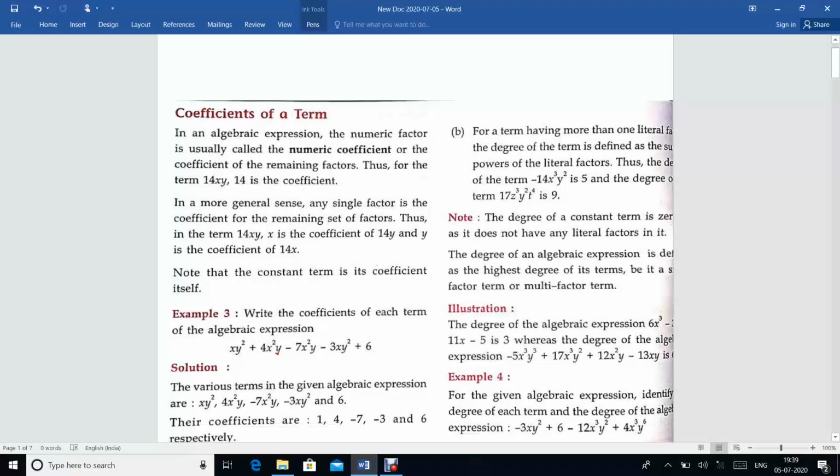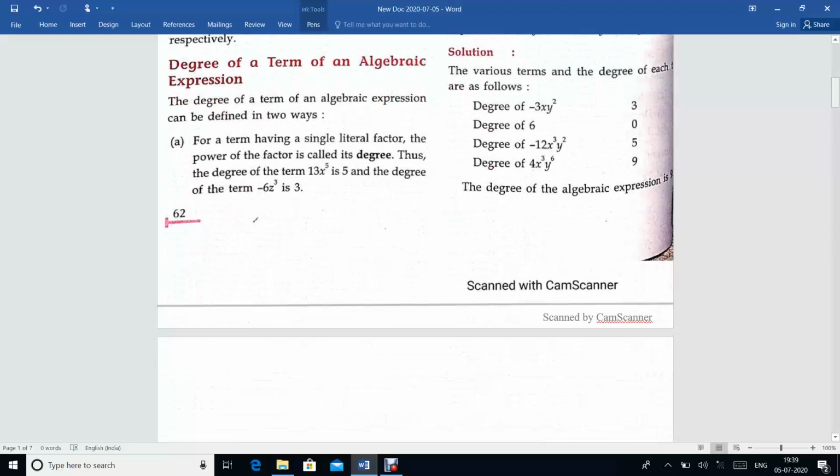This is your mathematics class and today we will be continuing with algebraic expressions. In the previous video we studied the coefficient of a term, and today we are going to study the degree of a term of an algebraic expression.